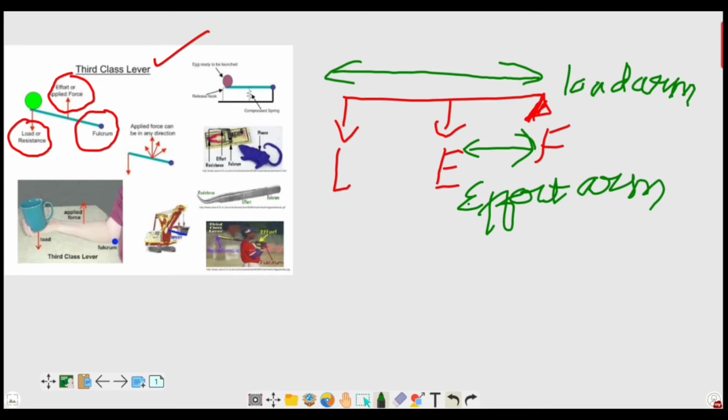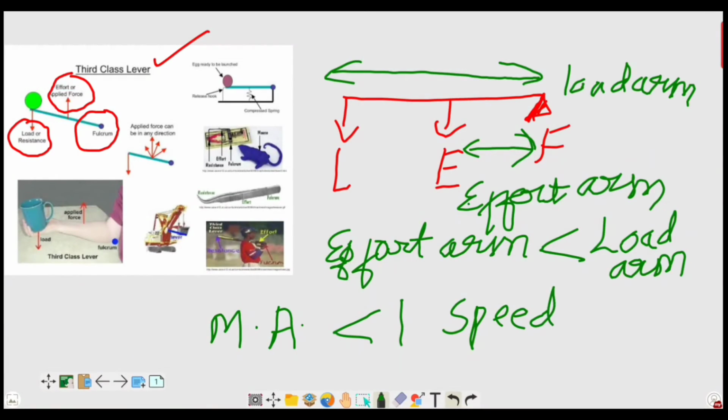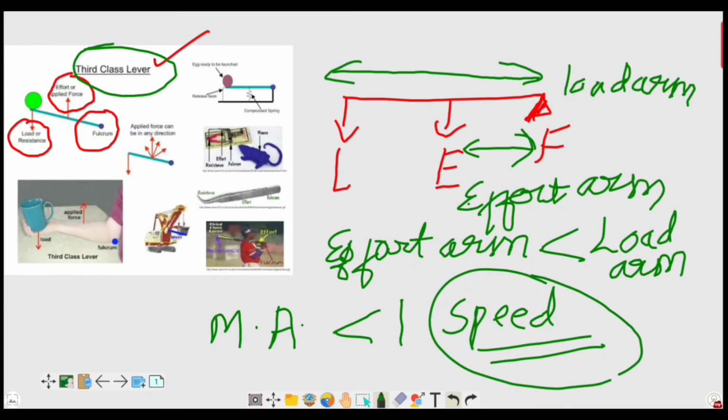So what have you observed, students? Your effort arm is always less than your load arm. And you know that MA is effort arm upon load arm. So your MA in this case is always less than 1. So class 3 lever always act as a speed multiplier. So whenever you want to give the example of speed multiplier, class 3 lever always act as a speed multiplier.